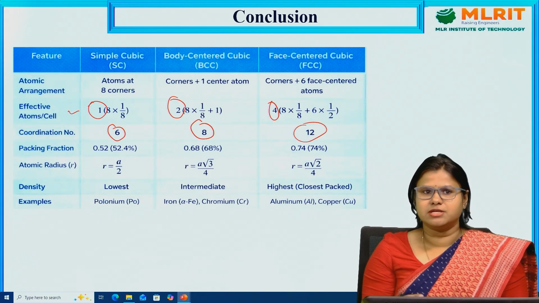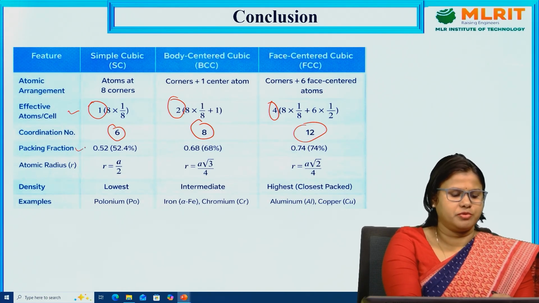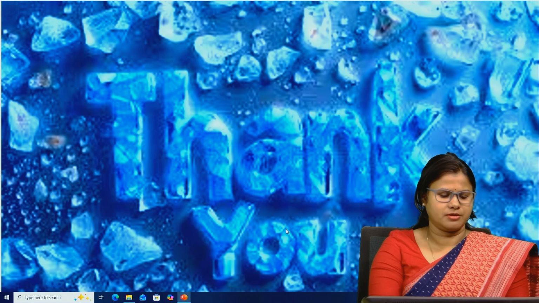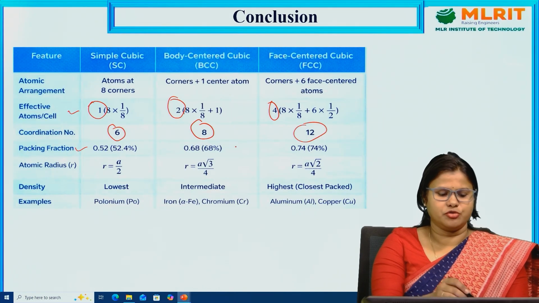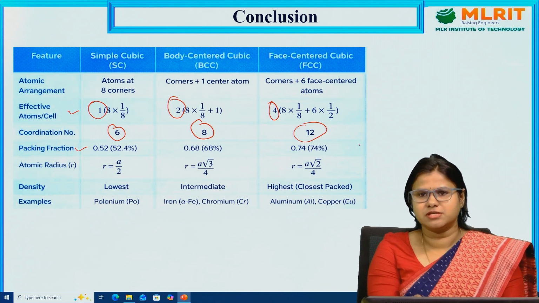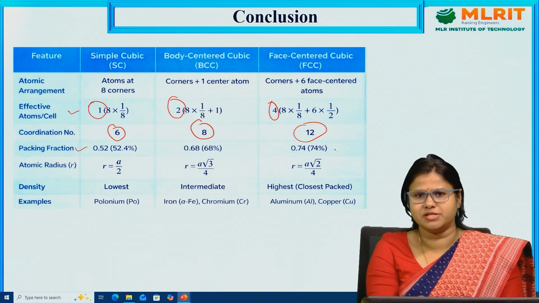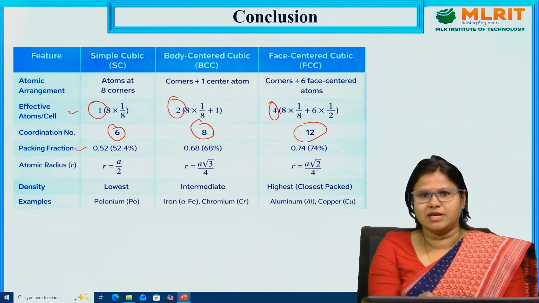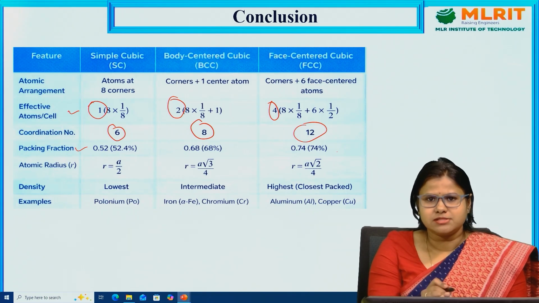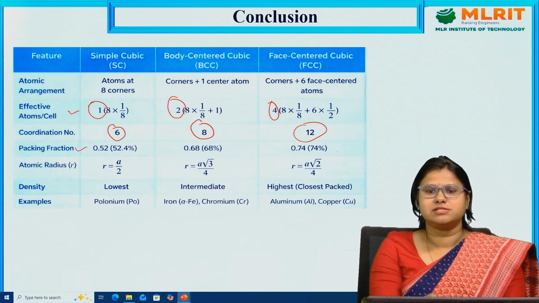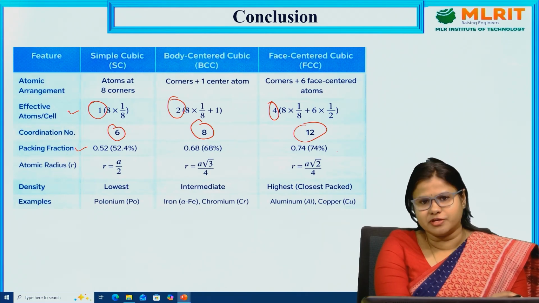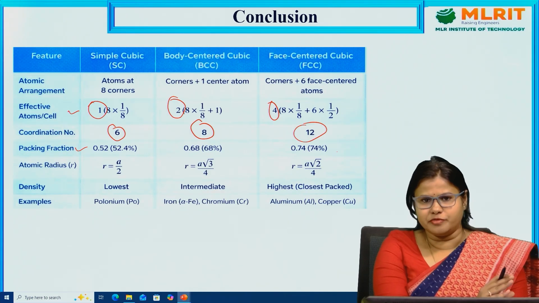Considering the packing fraction, for simple cubic crystal it is 52.4%, for body centered cubic crystal it is 0.68 or 68%, and for face centered cubic crystal it is 74%. From this data, we can see that the face centered cubic crystal has the highest packing fraction. That's why this is the highly packed structure. Then comes the body centered, and the simple cubic crystal is the least packed cubic crystal system.